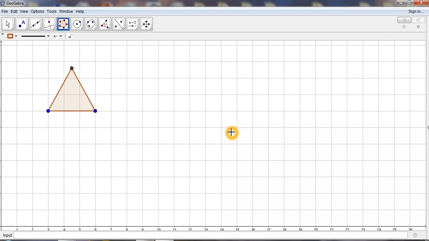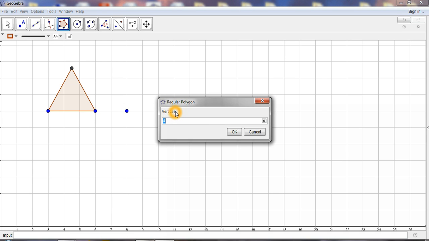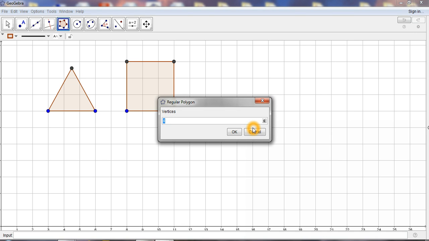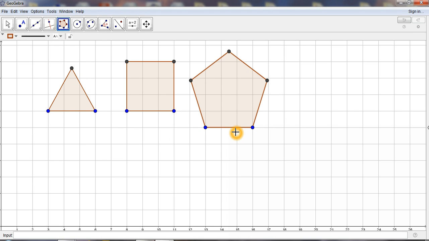Our triangle is ready. We can now draw a square from this point up to that point. That is 4 vertices. Click OK. So that is our square. We can also draw a pentagon from this point up to this point, and that is 5 vertices. Okay, we are having our pentagon.